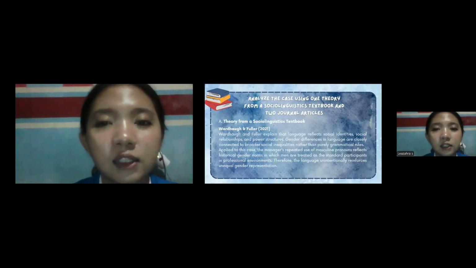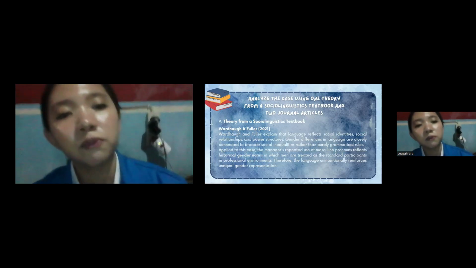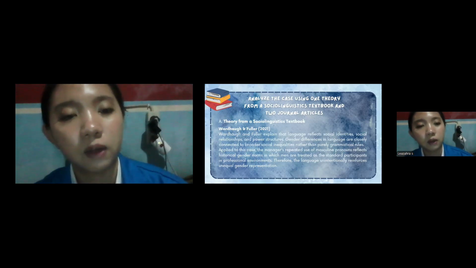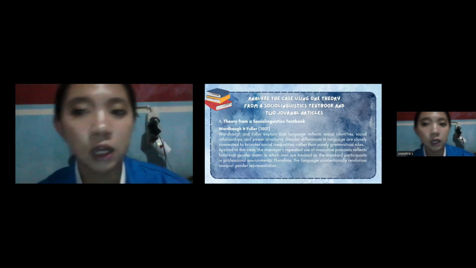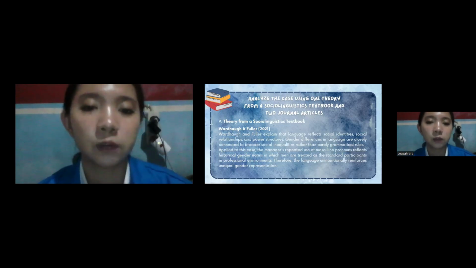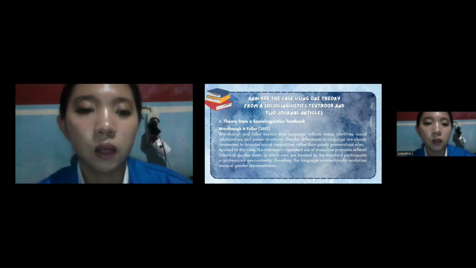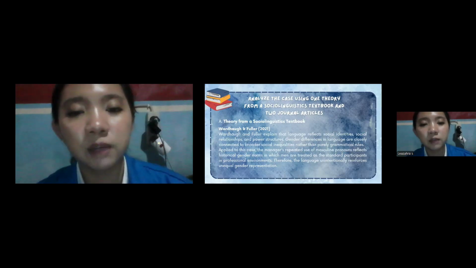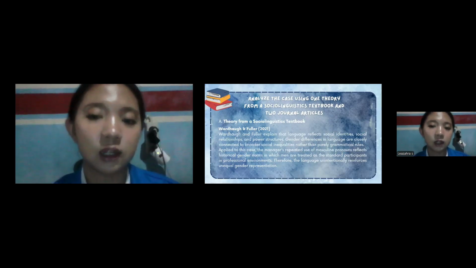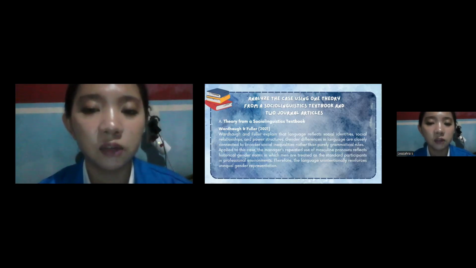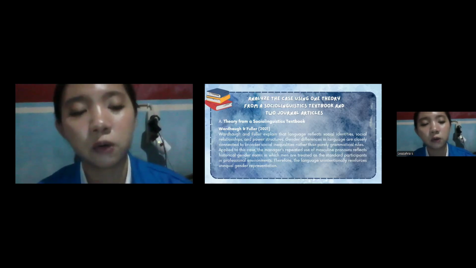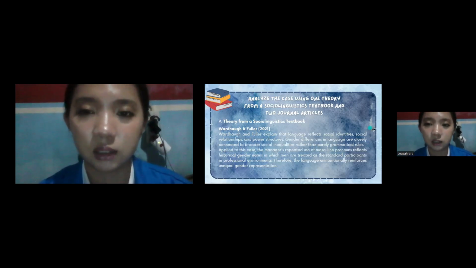Analyze the case using one theory from a sociolinguistic textbook. A theory from a sociolinguistic textbook is Wardhaugh and Fuller. Wardhaugh and Fuller explain that language reflects social identity, social relationships, and power structures. Applied to this case, the manager's repeated use of masculine pronouns reflects historical gender norms in which men are treated as the standard participants in professional environments. Therefore, the language unintentionally reinforces unequal gender representation.